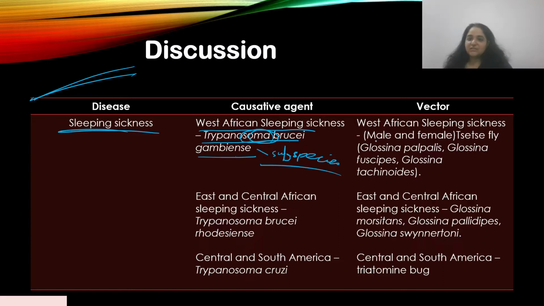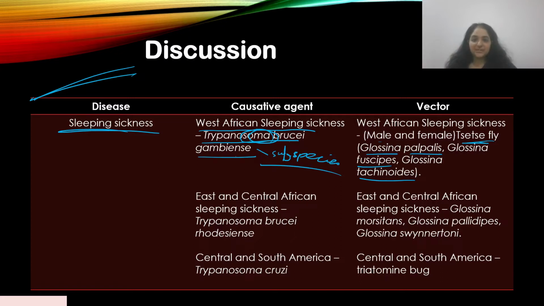The vector here is male and female tsetse fly. Okay, tsetse fly is the common name. It's actually Glossina palpalis. There are others also. There's Glossina fuscipes, there's Glossina tachinoides. Okay, so you can note this down. And if they ever ask you, they usually use the genus Glossina, so you know that's tsetse fly.